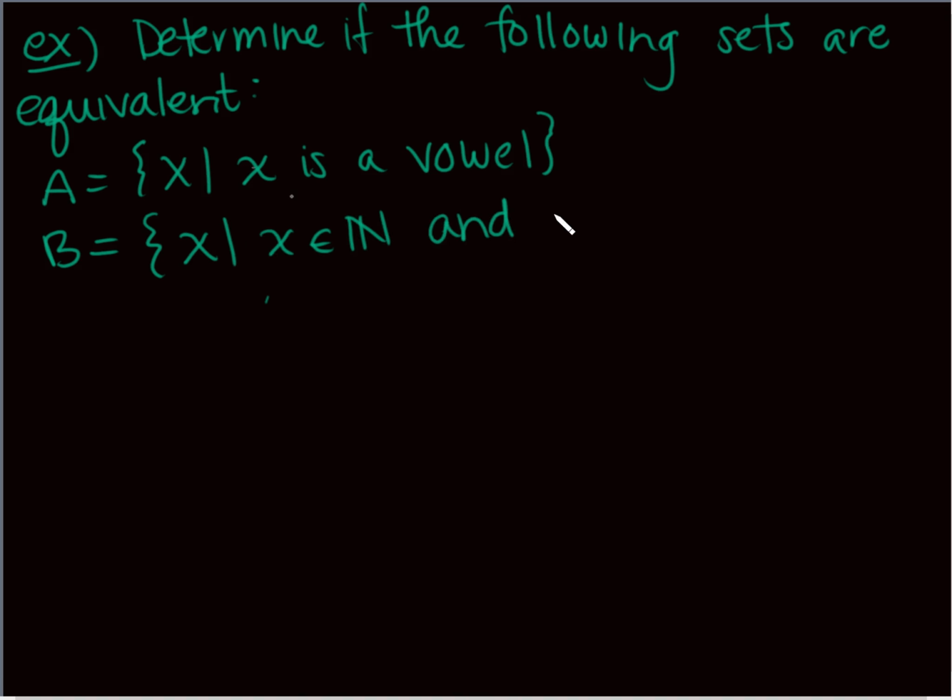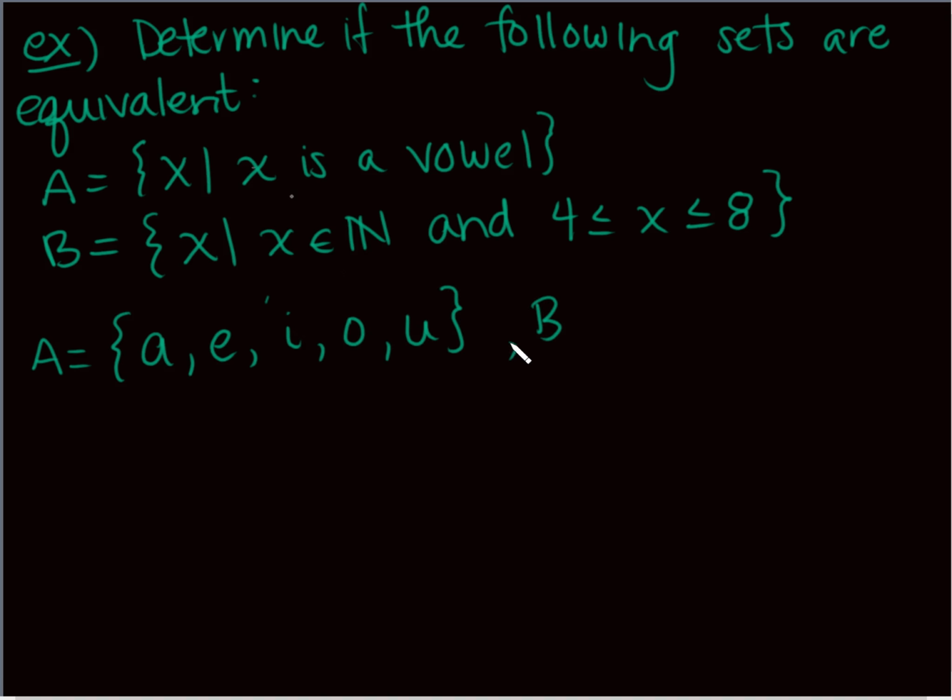And x is between 4 and 8 and could be equal to 4 or could be equal to 8}. All right, so let's look at the roster method. That's how I usually tell. Vowels: A, E, I, O, U, right? And what is B in the roster method?